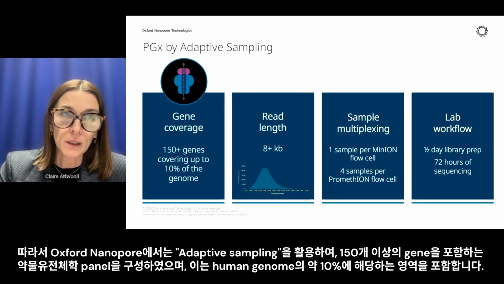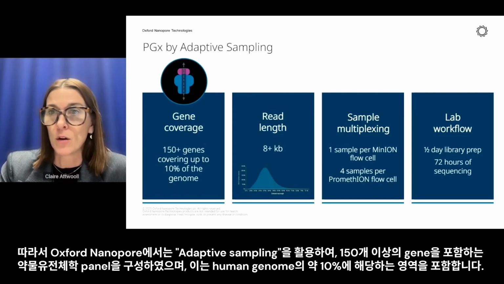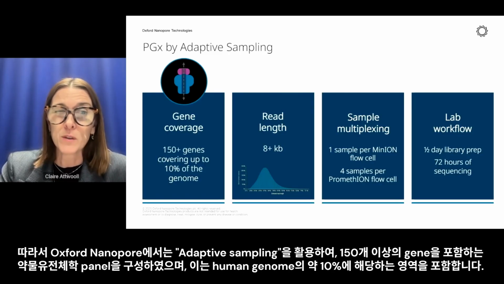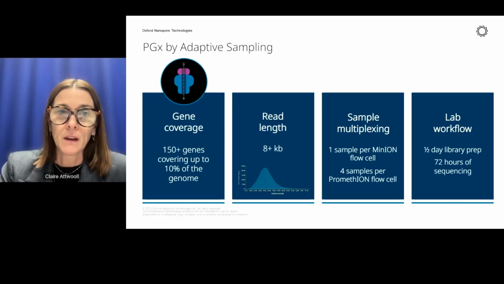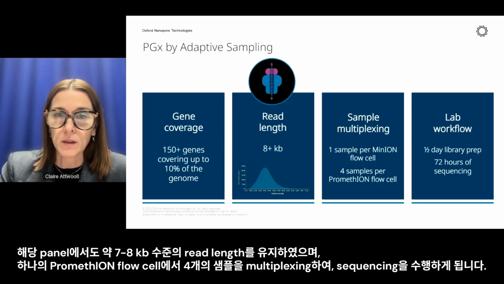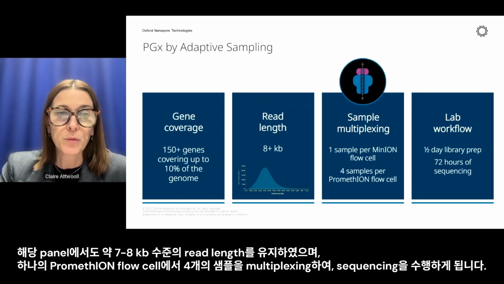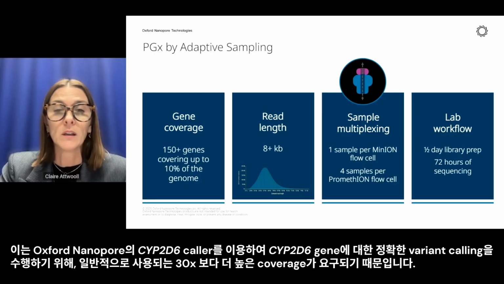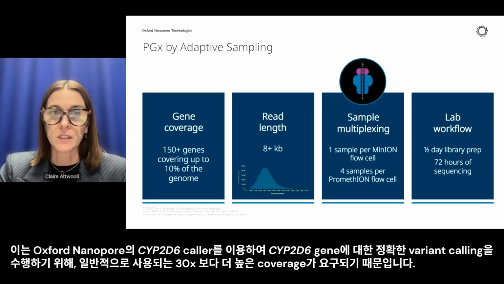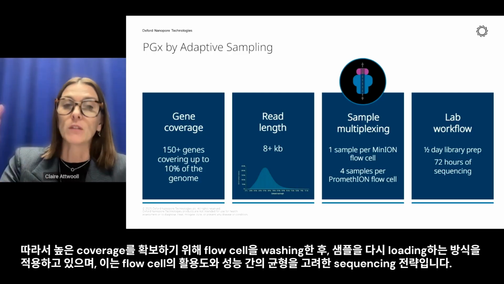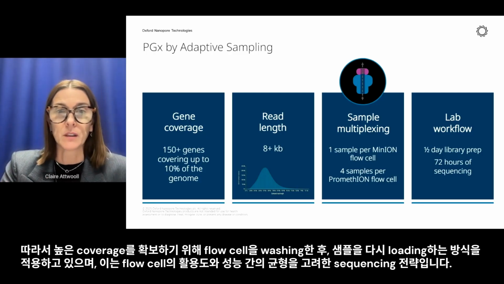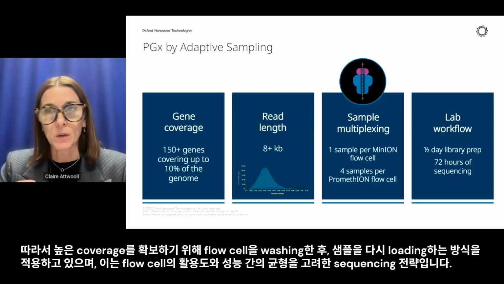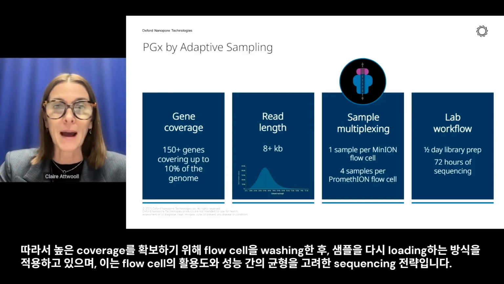And so with adaptive sampling, we have a pharmacogenomics panel that has over 150 genes, so it covers almost 10% of the human genome. We have the same sort of 7 to 8 kb read length. In this case, we are multiplexing 4 samples per PromethION flow cell. And the reason we are doing that is because to accurately call CYP2D6 with our CYP2D6 caller, we need slightly higher coverage than the usual 30x. And so we're actually washing and reloading samples to get that higher coverage, which means that we can squeeze 4 samples on. So it's kind of a balance.